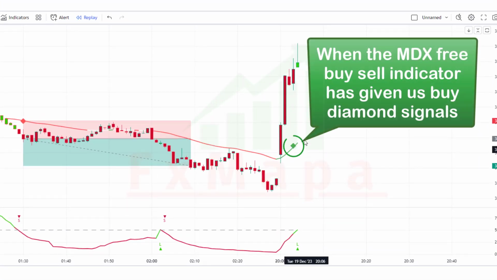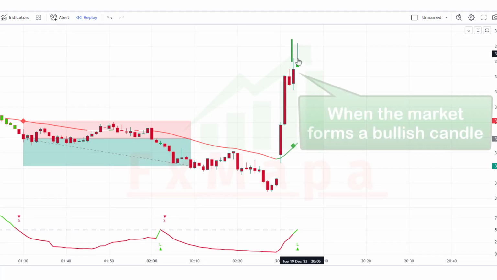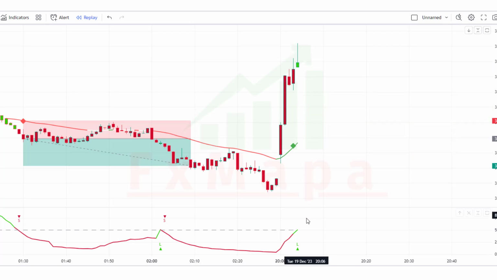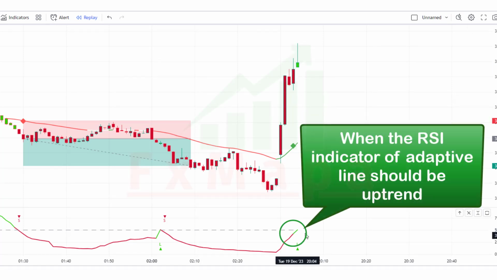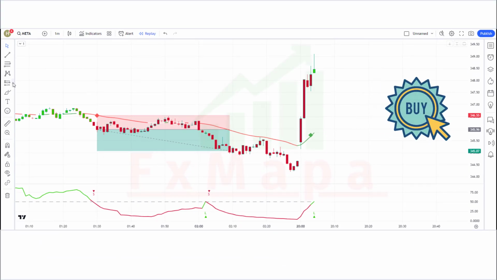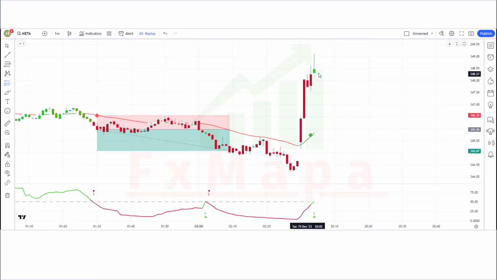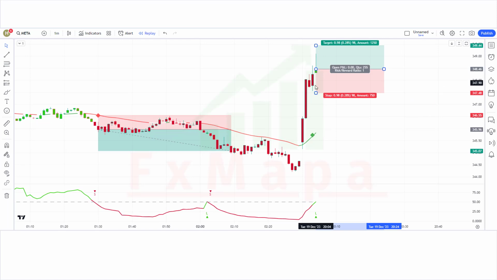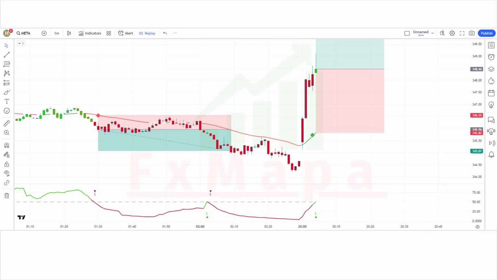When the MDX Free Buy Sell indicator has given us buy diamond signals, when the market forms a bullish candle, and when the RSI indicator of Adaptive line is in an uptrend, if this condition is fulfilled, then we will place a buy order. Our stop loss will be placed at the MDX Free Buy Sell indicator's MA slope line. And the risk to reward ratio will be 1:1.5.